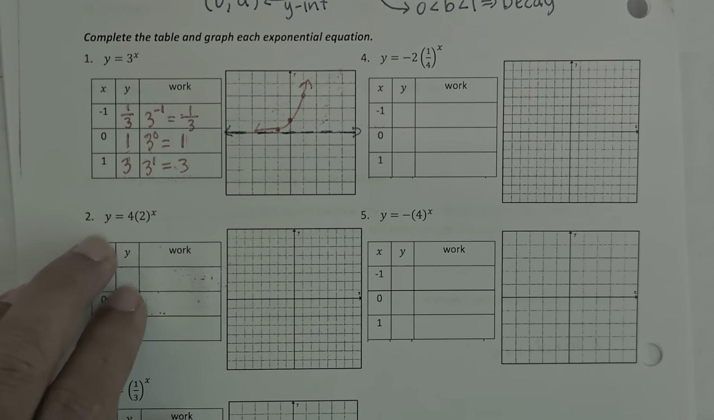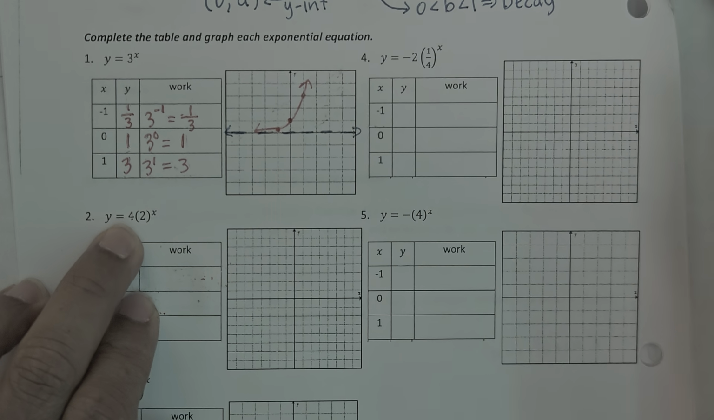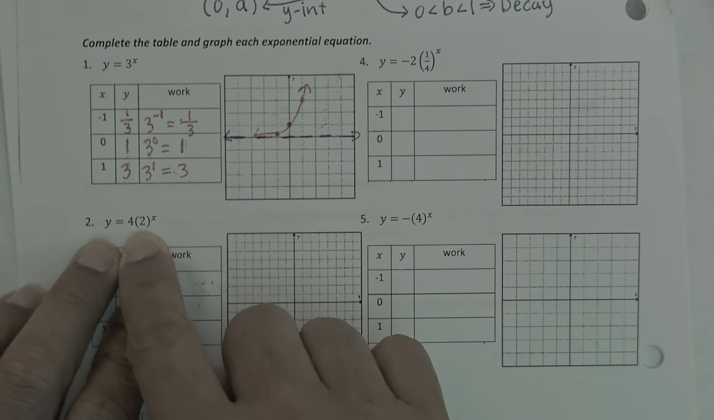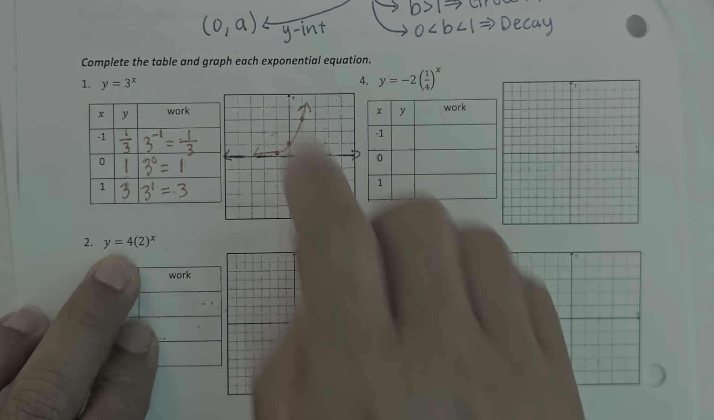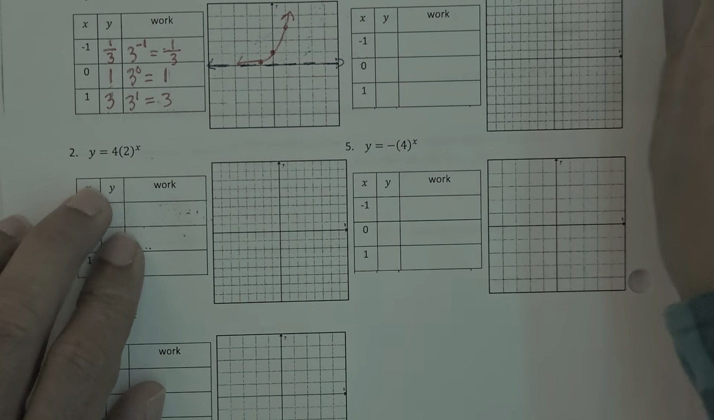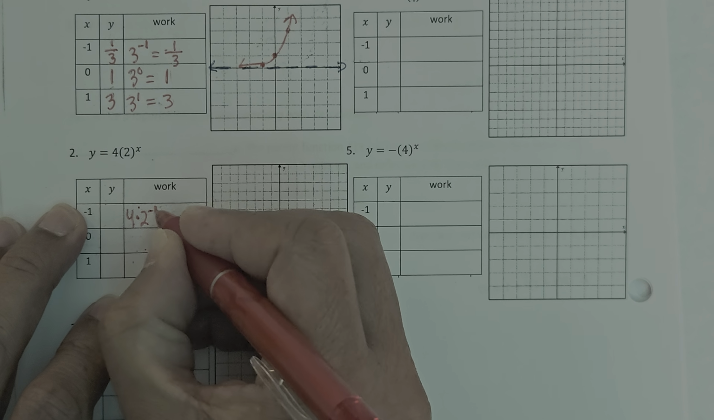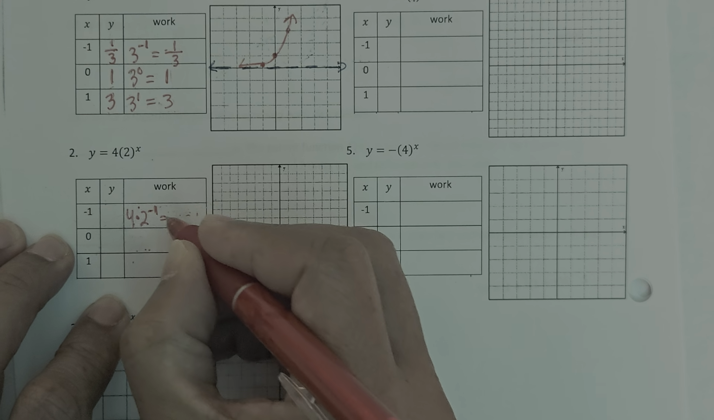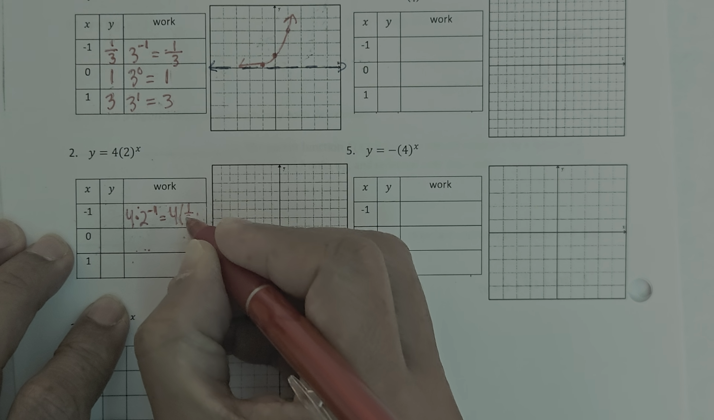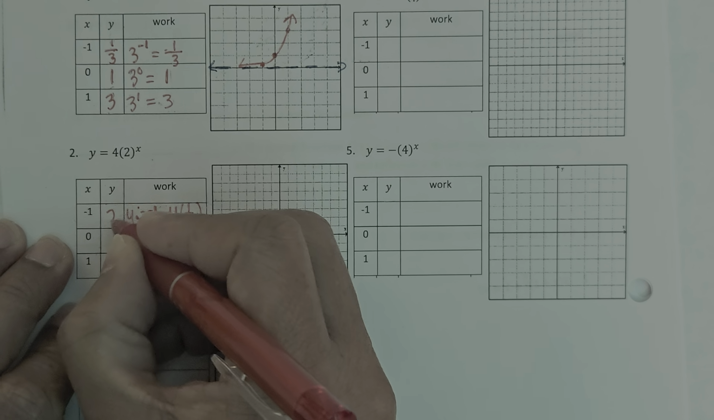And for example number 2, notice that we have a 4. So in this case, the value of a is 4. So you can expect the y-intercept to be 0, 4 for that one. Okay. So let's do the work for this. We have 4 times 2 to the negative first power. We know this becomes 1/2. So this is the same as 4 times 1/2, which we know is equal to 2.